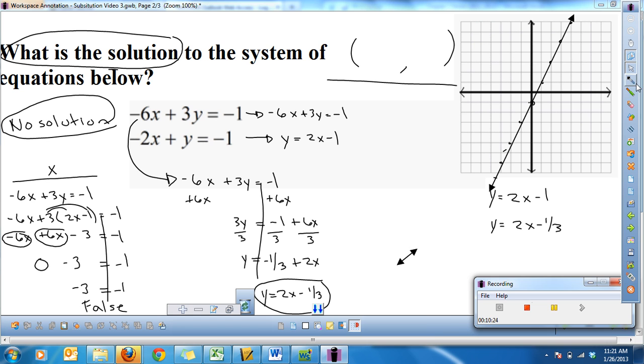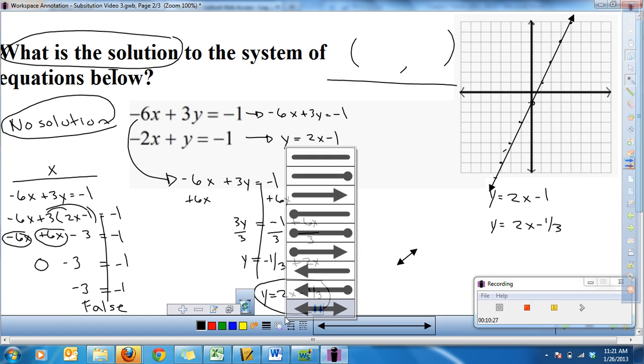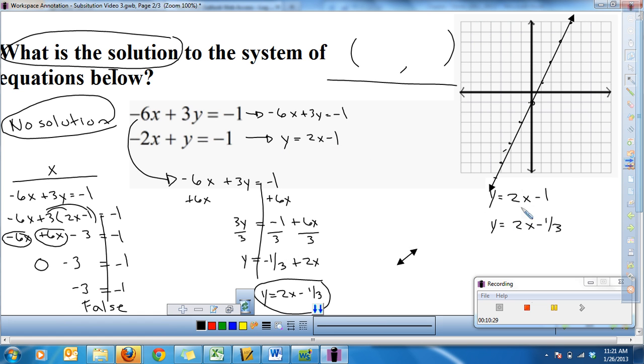I'm going to go ahead and graph my second line, which has a y-intercept of -1/3. It's going to be a little hard to see, so I'm going to assume it's right about there. And our slope is positive 2 over 1. So I'm going to go up 2 over 1. It's going to go right there. I'm going to go ahead and draw my line.